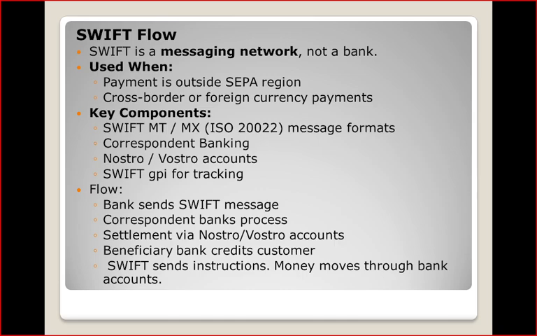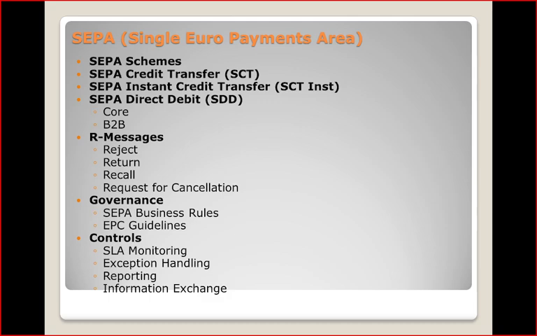Swift flow contains a messaging network, not a bank. Swift is a messaging network. This is only basic things. Now, bank to bank Swift messages, corresponding banking, beneficiary moves through a bank. We know this thing very well. Now we'll start from here. Okay, we'll take more understanding from here.